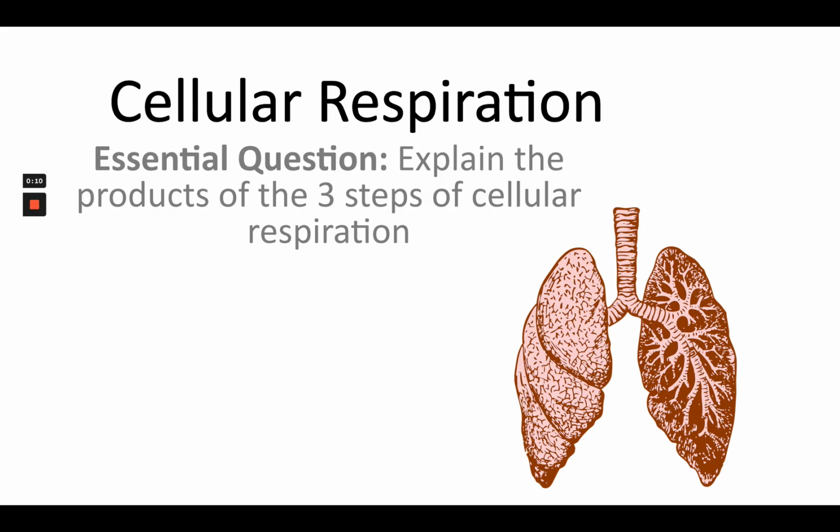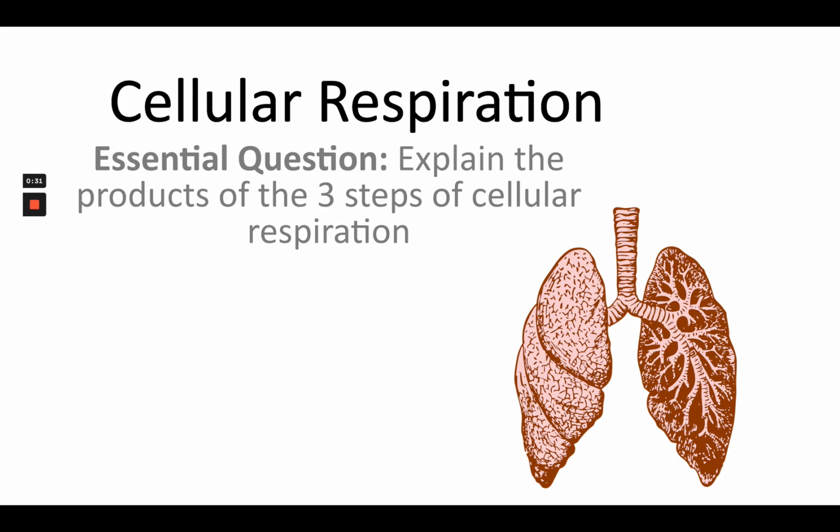Okay, today we're going to discuss cellular respiration. Cellular respiration is a process that the body uses to take glucose that it gets from eating and turn it into energy that the body can use for other purposes. And so really our essential question is going to be able to explain the products of the 3 steps of cellular respiration. So it's not so much a question as a task.